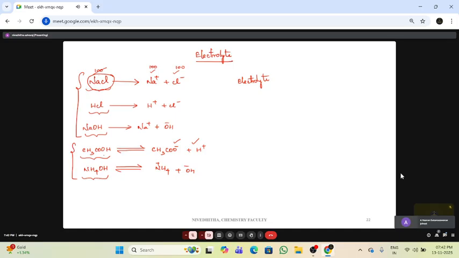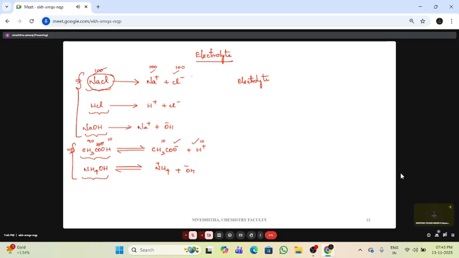But as far as acetic acid is concerned, if you add 100 molecules of acetic acid, only a few molecules will get dissociated into acetate anion and H+ ion. For example, if 10 molecules were dissociated, then you'll end up with 10 acetate anions and 10 H+ ions, and we'll have 90 undissociated acetic acid. So here it is only partial dissociation, but there it is complete dissociation.